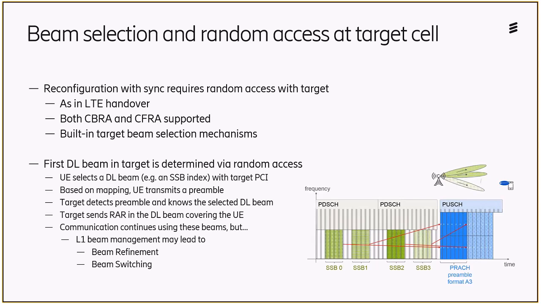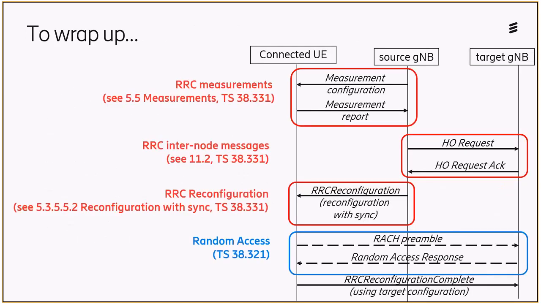And as you can imagine, since the target is the one deciding these contention-free resources mapped to beams, there is a transfer also in the handover request from source to target about that. Target sends random access response in the downlink beam that the UE selects. The communication continues with these beams. But then, of course, after this first beam selection, the target continues as usual, like with layer 1 beam management, which could be a refinement or a switching, and that becomes layer 1 mobility again.